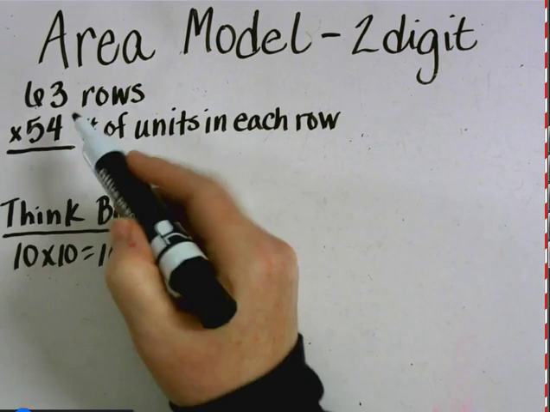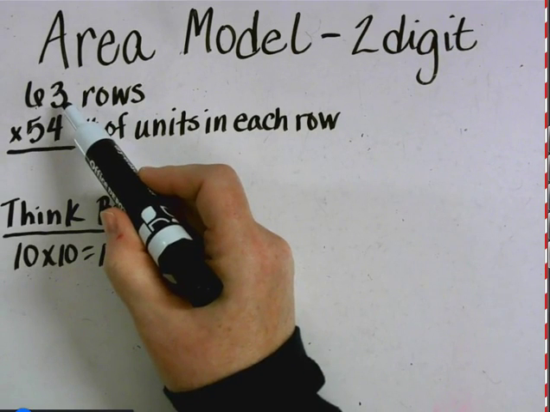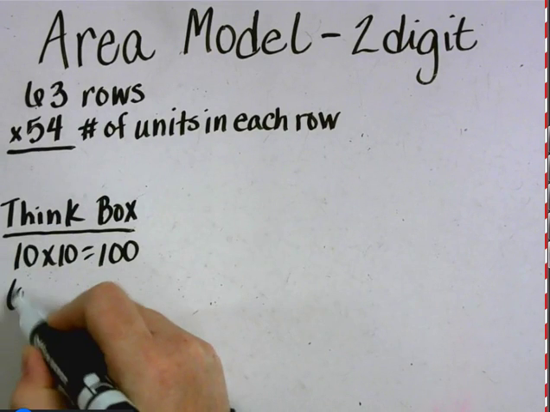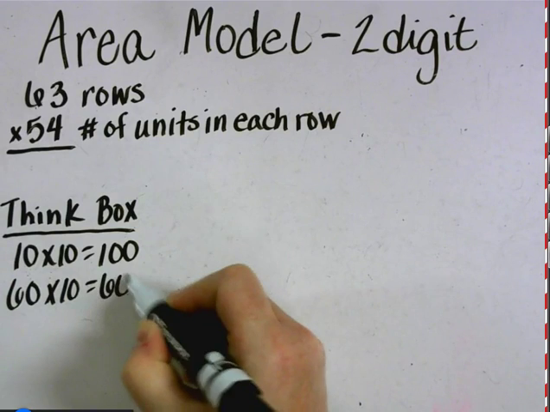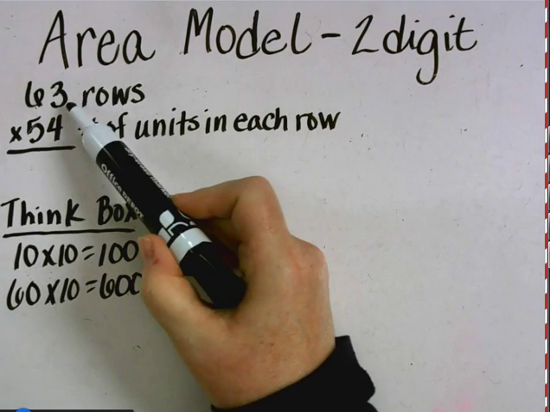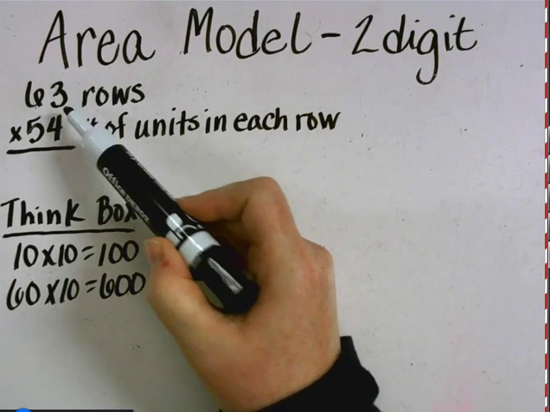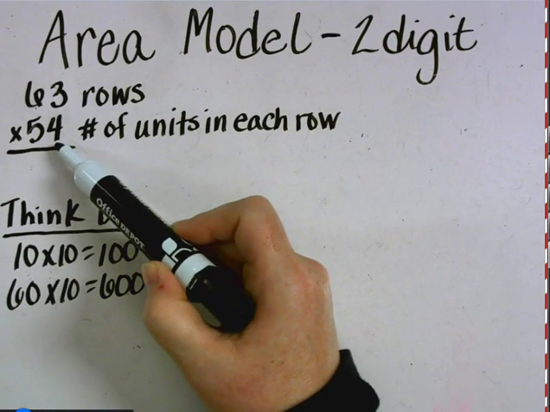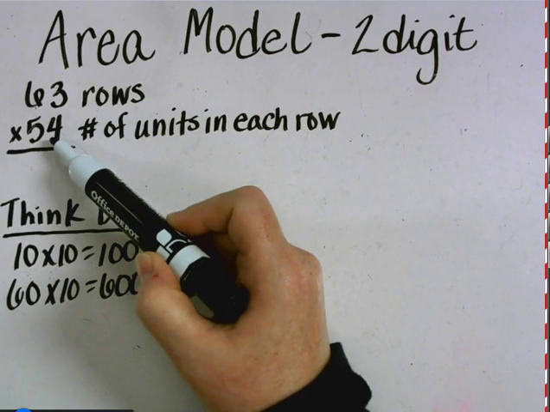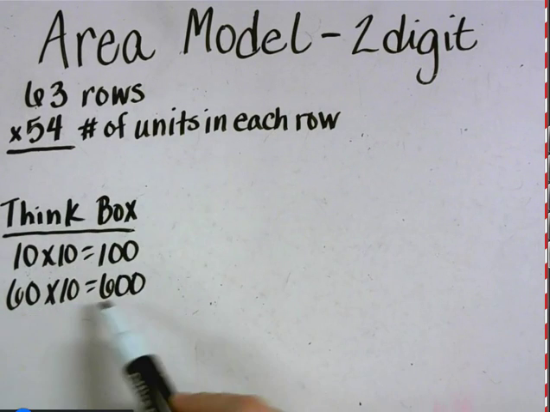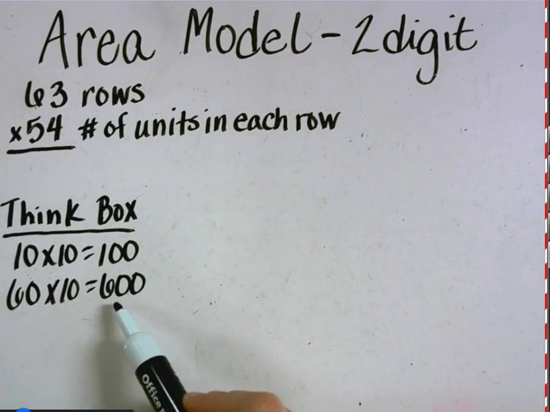So then I think, well, I know 60 times 10. I know 60 times 10 equals 600. So I have 63 rows, not 60. And I have 54 units in each row, not 10 units in each row. So I know it's going to be larger than 600.